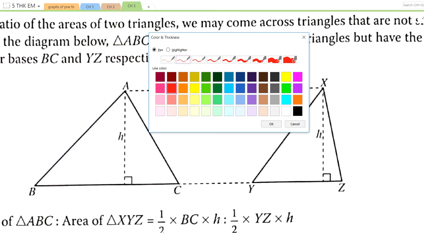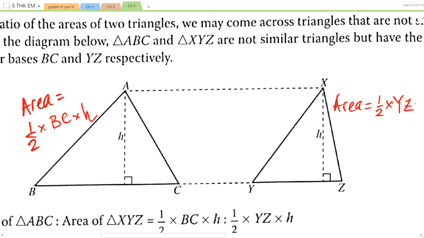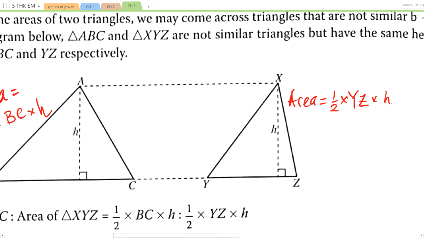Half times. Okay, let me write it down. Area equals half times BC times H. How about this one? Area equals half times YZ times H.